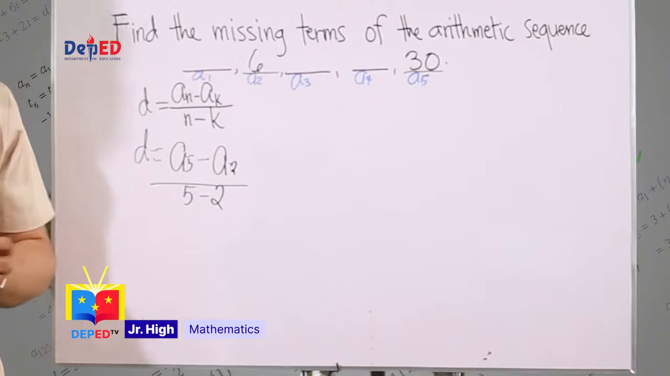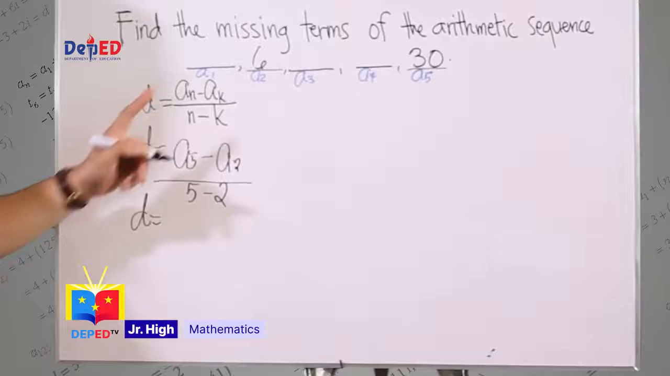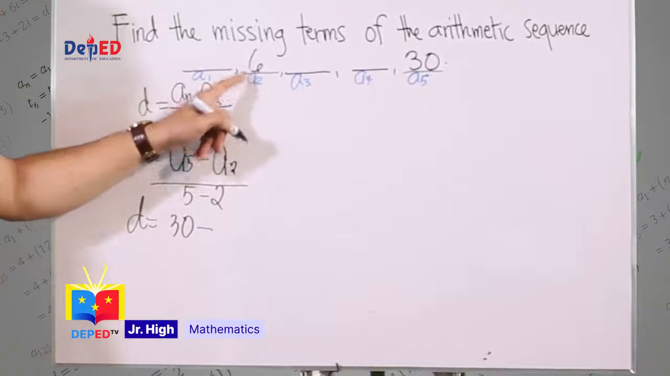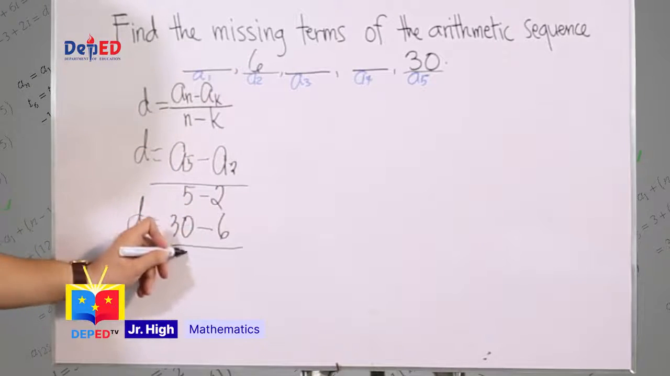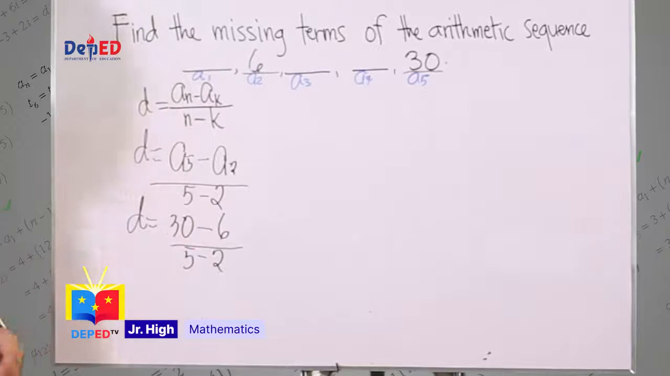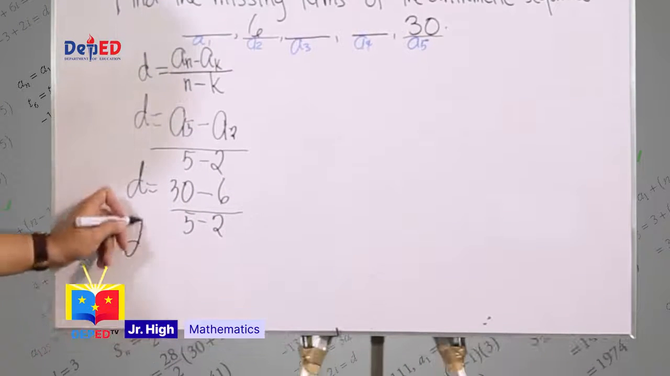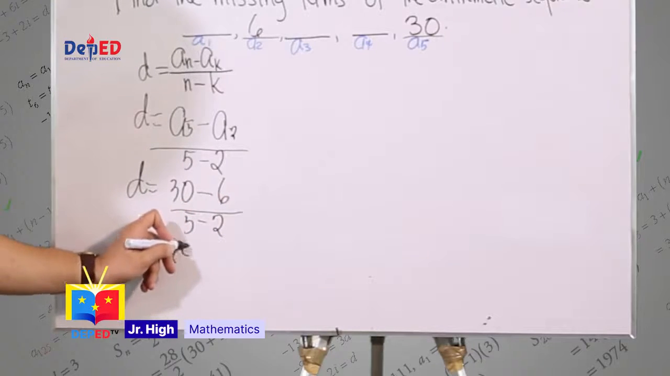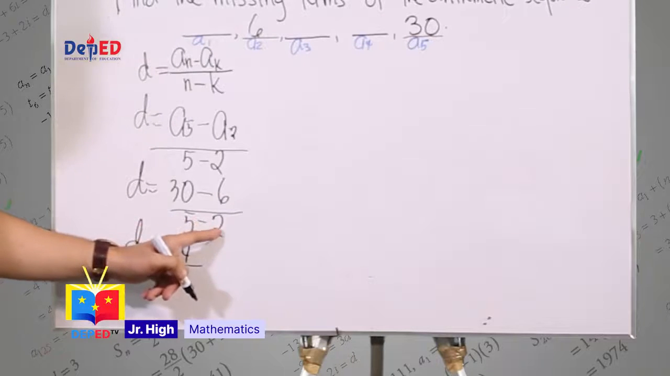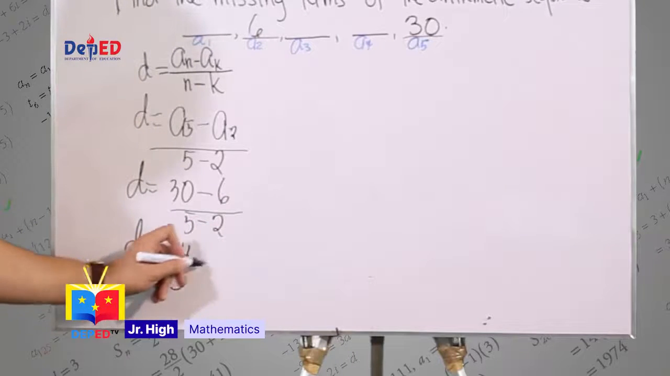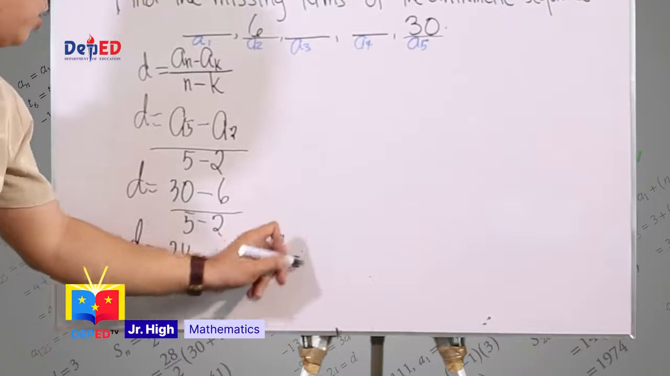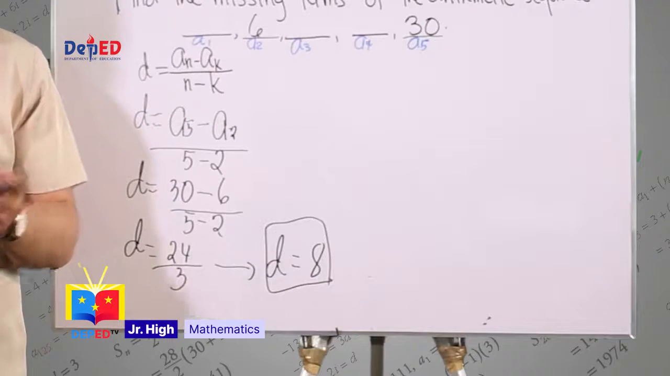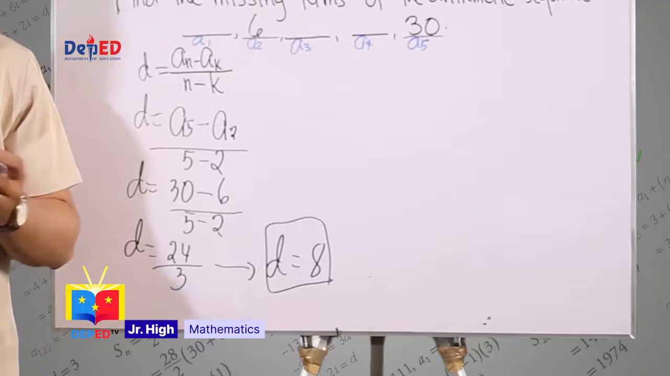Next, use the value for a sub 5, which is 30, minus the value for a sub 2, which is 6, over 5 minus 2. Then, you'll have d is equal to 30 minus 6, that is 24, divided by 5 minus 2, that is 3. Our difference is now equal to 8. Since we have our common difference of 8, we can now solve for the missing terms.